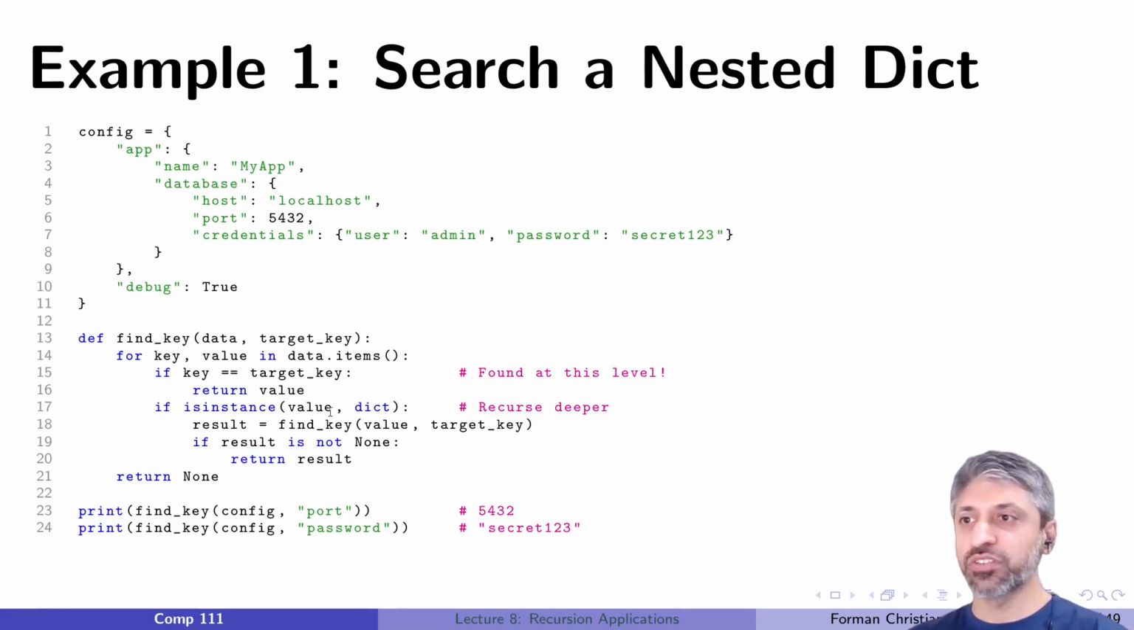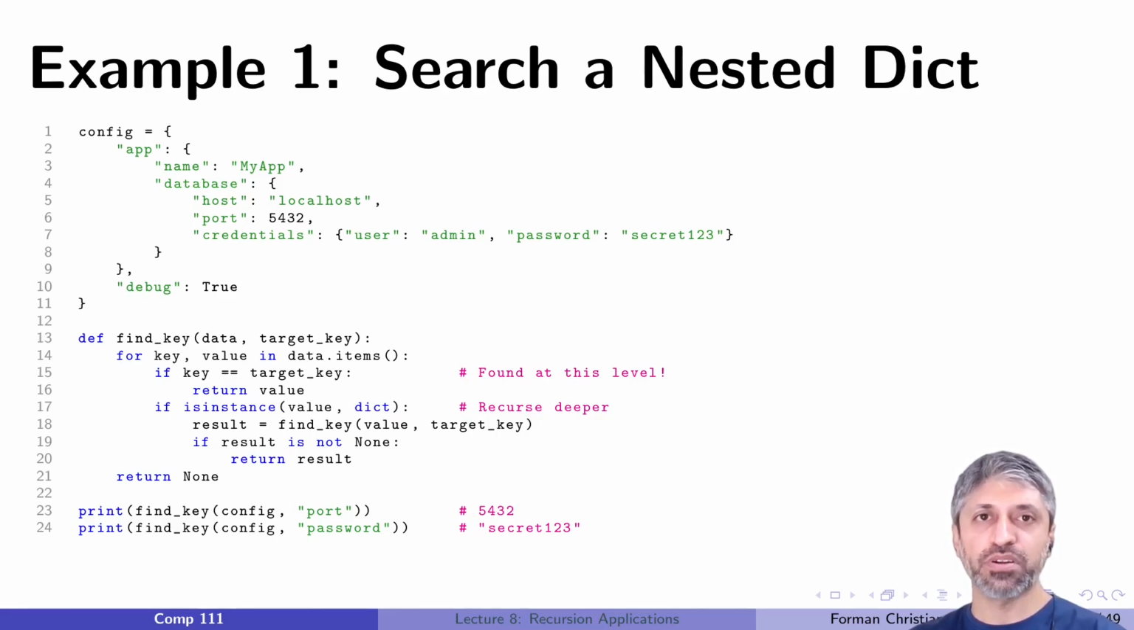And now look at the function in line number 13. What this does is it takes the top level dictionary, and then it finds that key even if it's nested deep inside any level. In line number 14, we're looping through each key value pair at the current level. Line 15 checks if we have found the target key, and if we found the target key, line number 16 returns the value.